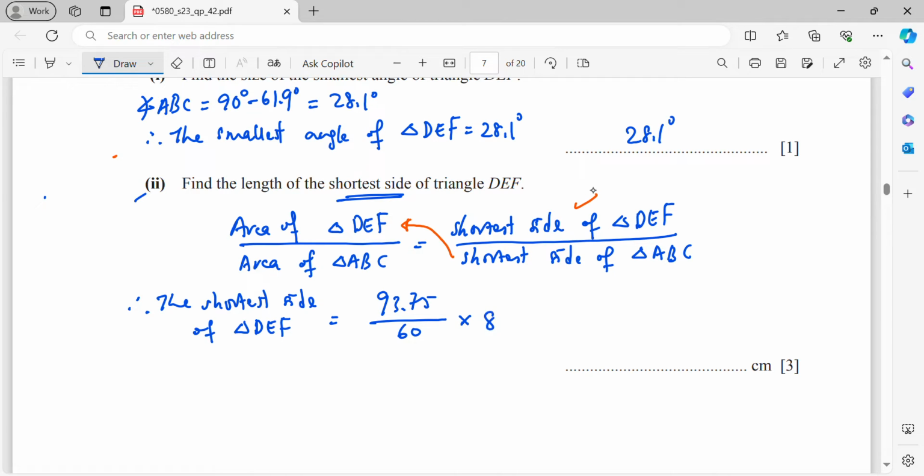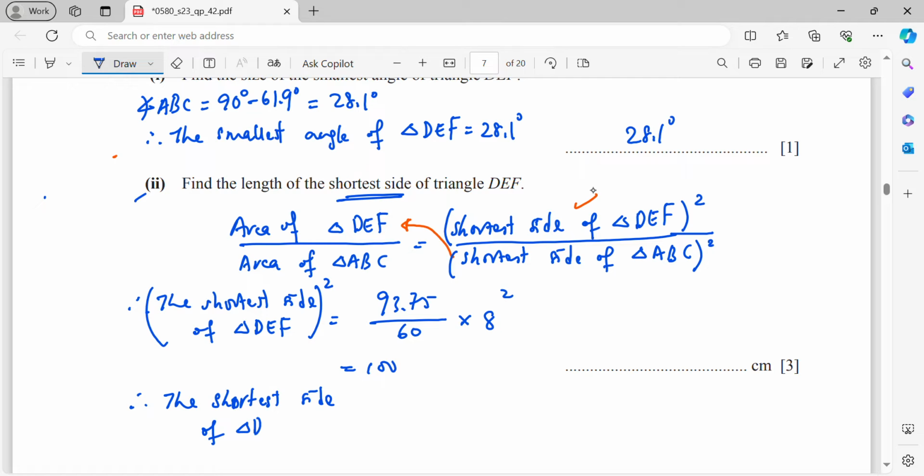Then I multiply with the shortest side of triangle ABC, which is 8. But then the formula, I forgot: because of area, this one should be squared. So this is squared. When you calculate this, it will be 100. Therefore, the shortest side of triangle DEF will be the square root of 100, and you'll be getting 10. So that's the solution of this question.